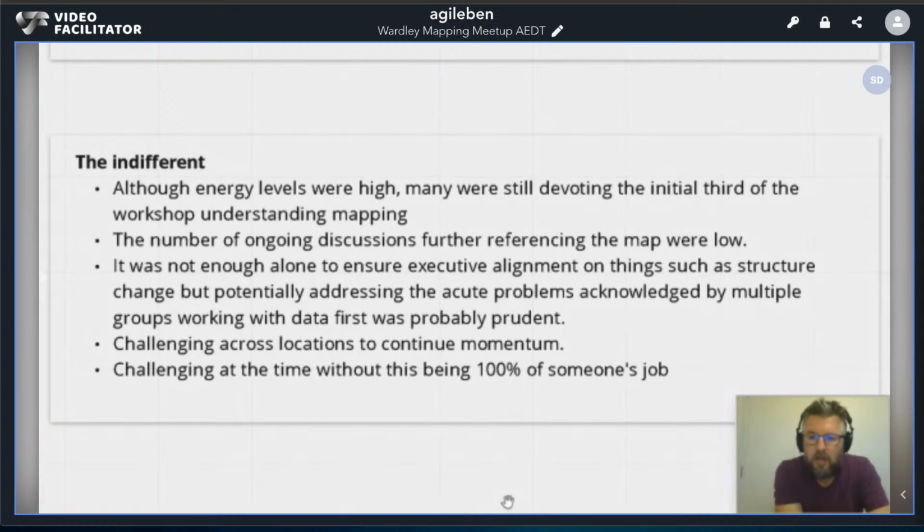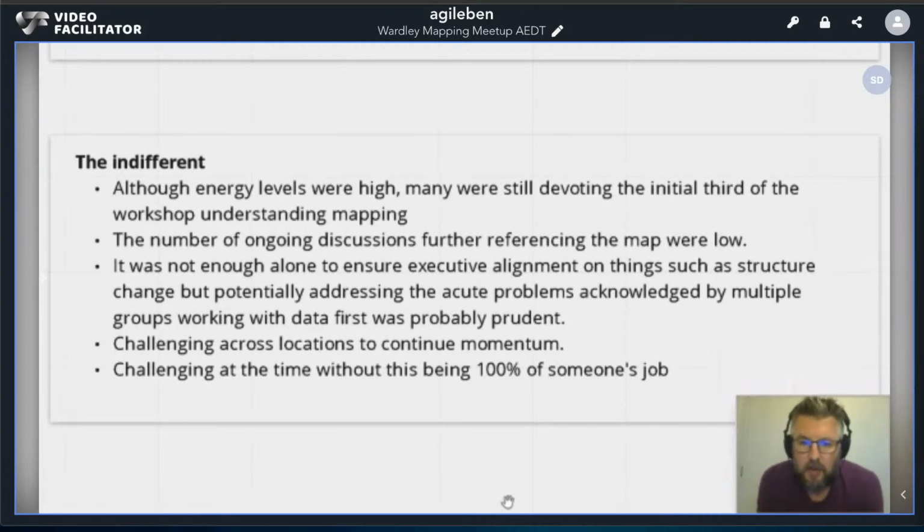The momentum was pretty tough to keep going. The maps were used quite a bit in the following month, but then as time went on, the frequency with which they were referenced was less. So probably linking into the momentum there. Again, even better facilitation and ongoing follow-up could address some of these. So it's more a criticism of my own workshopping skills and not necessarily a criticism of mapping per se.